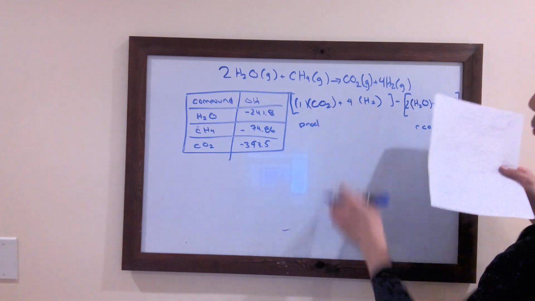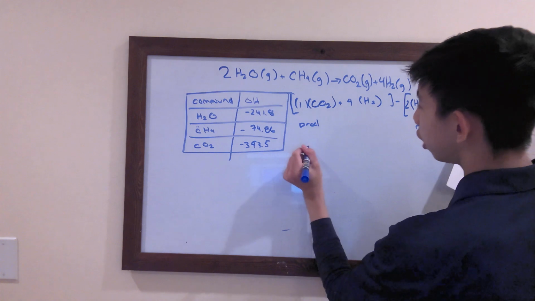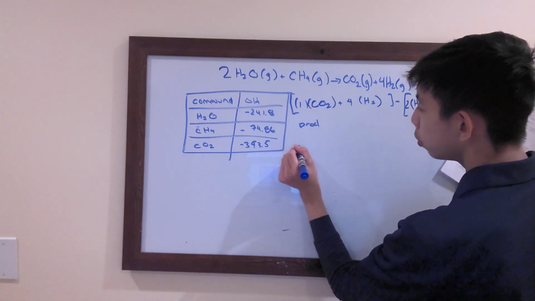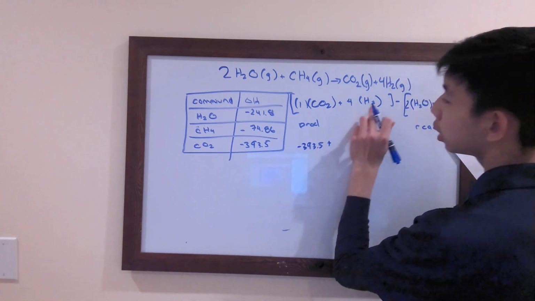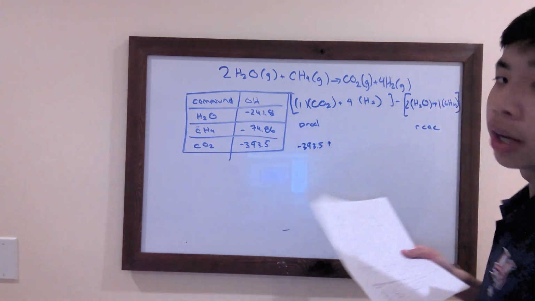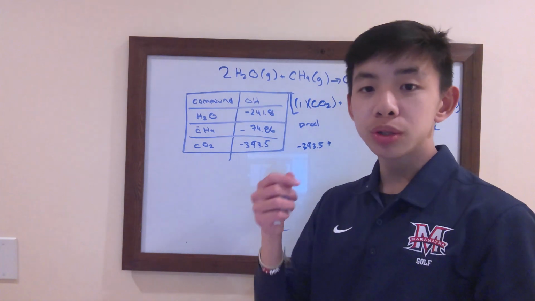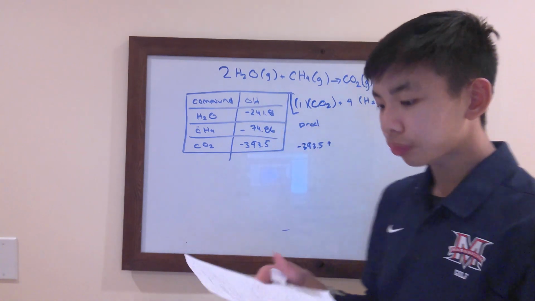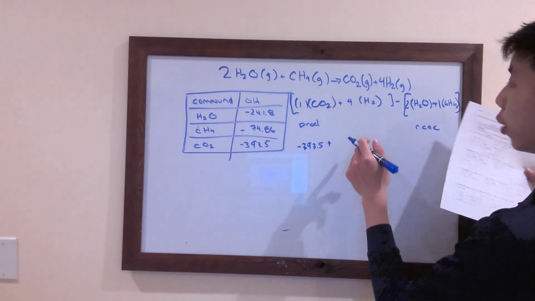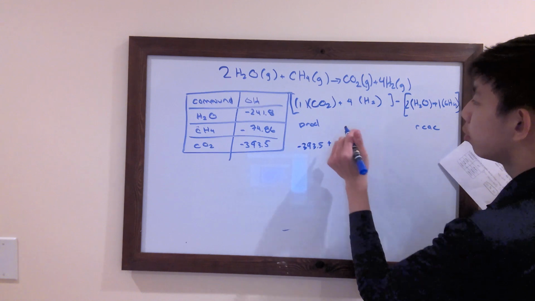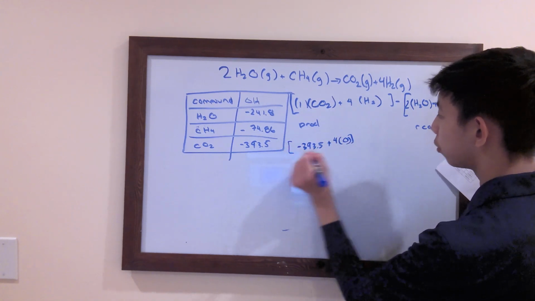So you just plug things in. CO2 is negative 393.5, and since it's times 1, you can just drop the 1. Plus H2. You guys should know this, it is on the study guide. H2 is always 0. The enthalpy change for H2, for any diatomic, is always 0. So it's going to be 4 times 0, which is just 0.